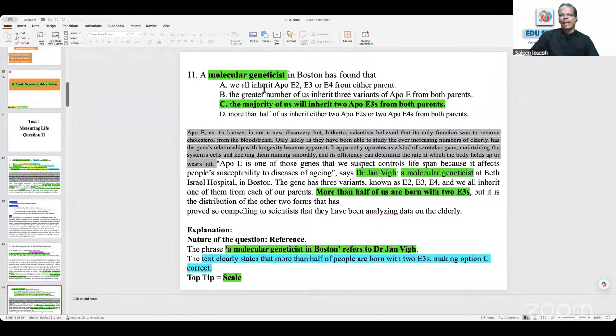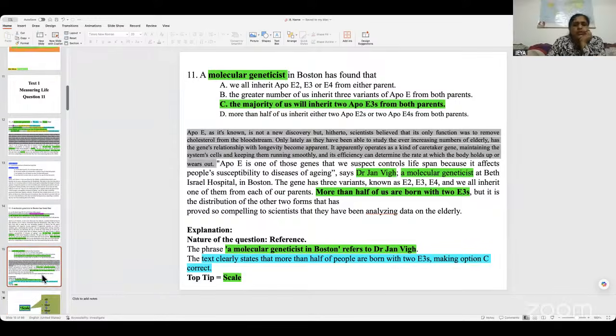The nature of the question is reference. A molecular geneticist is a reference to Dr. Van Wyk. That is what they assess, even in a lexical question or reference question, same thing. The phrase 'a molecular geneticist in Boston' refers to Dr. Van Wyk. The next text clearly states that more than half of people are born with two E3s, making option C correct.